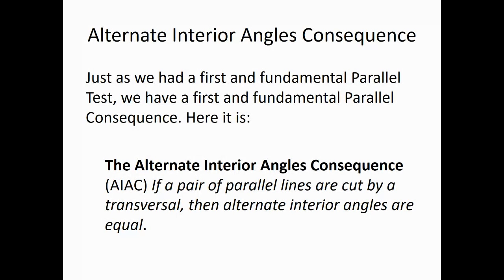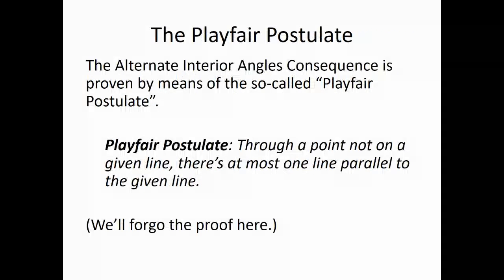It says that if a pair of parallel lines, notice that we're given parallels, are cut by a transversal, then alternate interior angles are equal. So if lines parallel, then alternate interior equal. As for how this is proven, I won't take you through the proof here in the summary. If you're curious, you can look on my site at the parallels chapter. There is a section there called the consequences, and I take you through the proof there. But for us right now, I won't go through the proof.